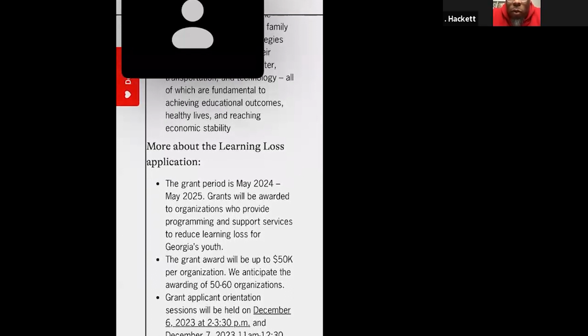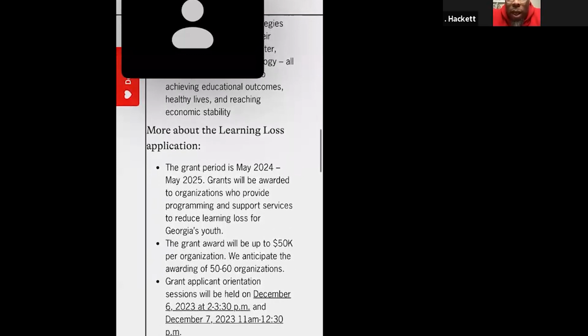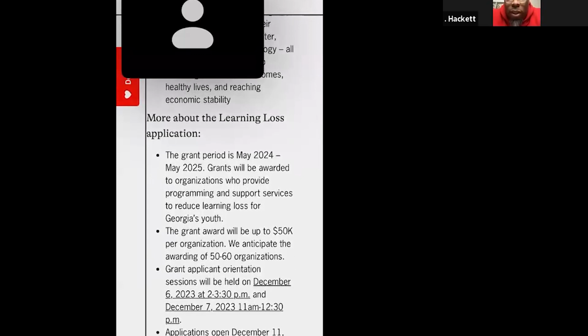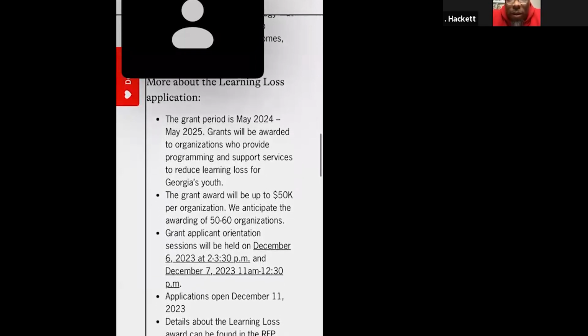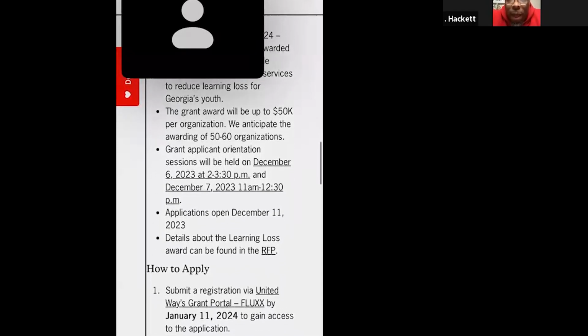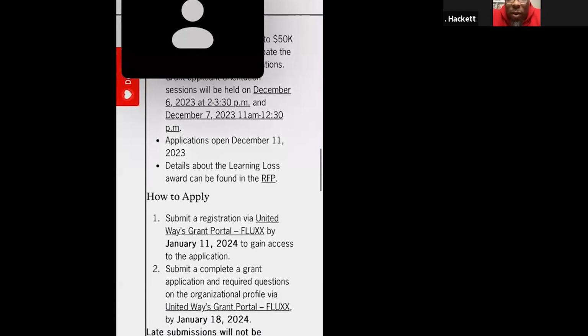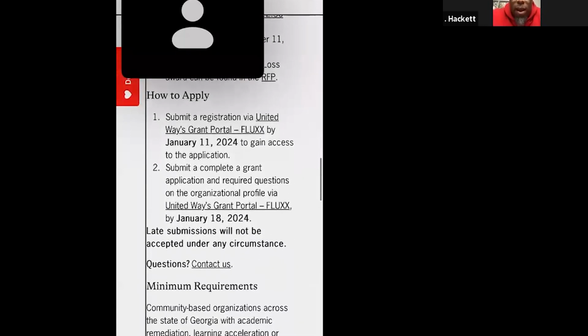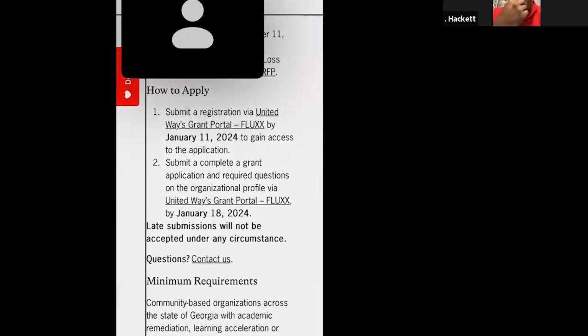More about the learning loss application. The grant period is May 24 to May 25. So you're thinking about what starts in May and goes to the next May. Information sessions and orientation will be December the 6th. It looks like they're up to $50,000 grants. They anticipate awarding 50 to 60 organizations with the $50,000 grant. And the grant application opens December 11th. All right. How to apply? They give you that. The deadline is January 11th. Submit the complete application by 18th. Oh, you have to register by the 11th.